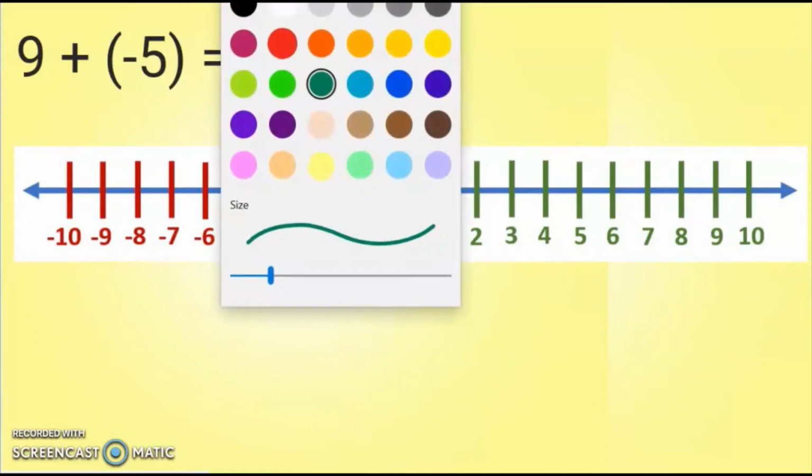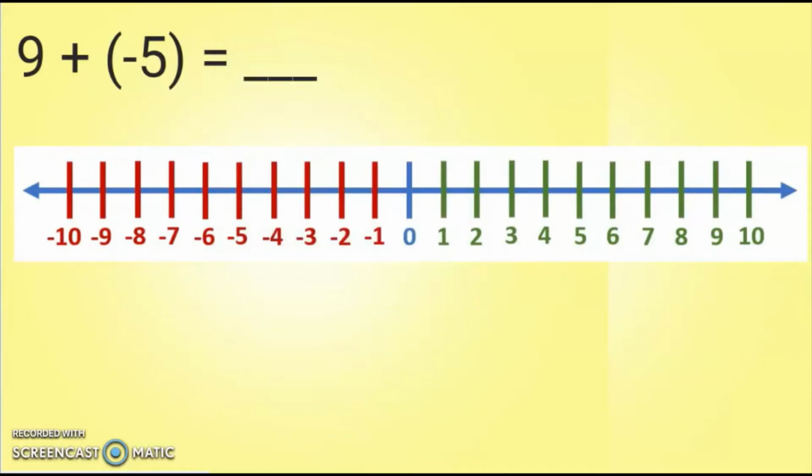Next is 9 plus negative 5. So we start with 9. And since we add a negative integer, we're going to the left 5 steps. 1, 2, 3, 4, 5. We land at positive 4.